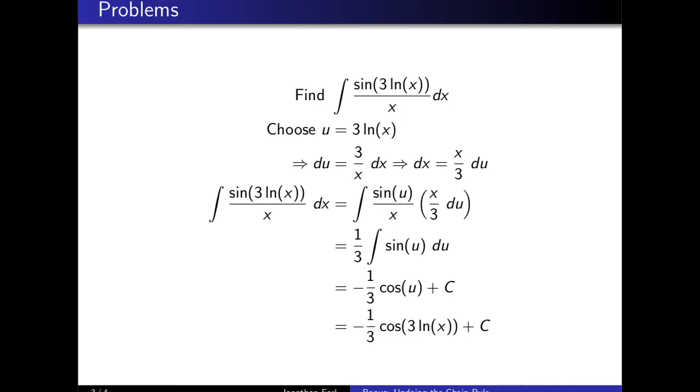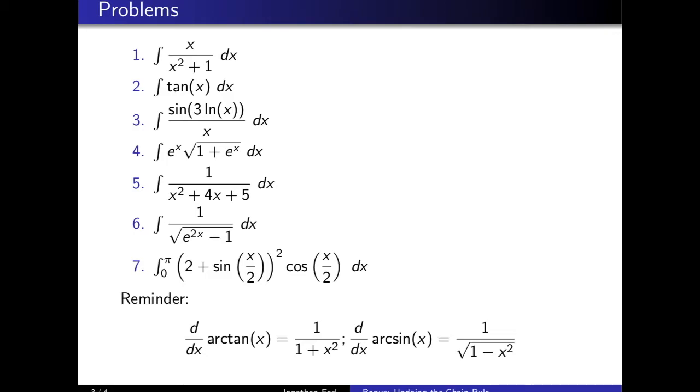Remember that the antiderivative of sine is minus cosine, so we'll get minus 1/3 cosine of u plus some arbitrary constant c. And then sticking back the original expression we had for u, we get minus 1/3 cosine of 3 natural logarithm of x plus c.